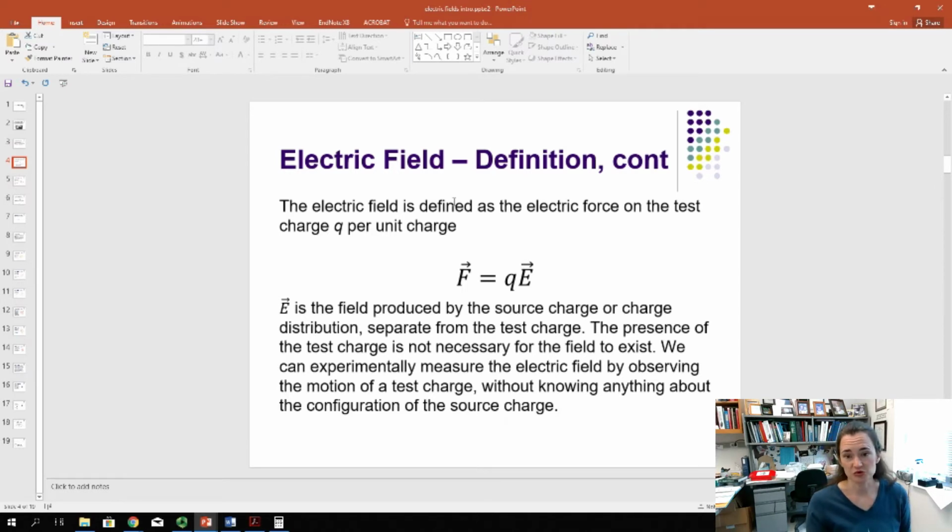So, E is the field produced by the source charge or the charge distribution, which is separate from the test charge. It's important to remember that the presence of the test charge isn't necessary for the field to exist. It's a field detector, but it's not necessary. The field has already been established by the source charge. Similarly, we could use that test charge to figure out what the electric field is like in a region without really knowing about what the source charge is like. So if you can measure the electric field, then you can map it out, and you don't even really have to know what the source charge looks like if you can't figure it out, for example. You can use the test charge as an electric field detector.